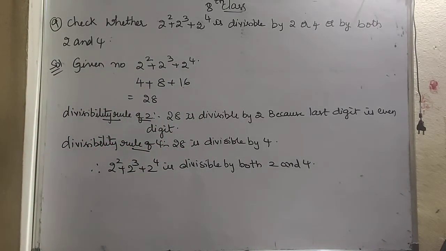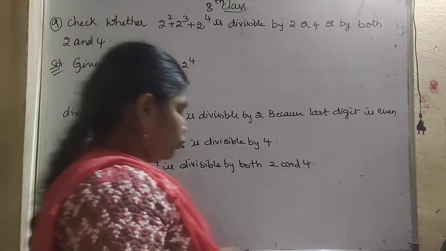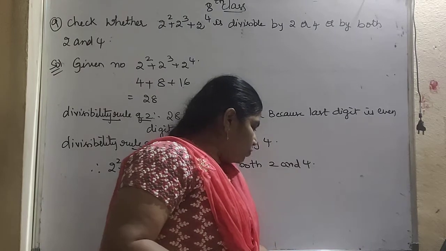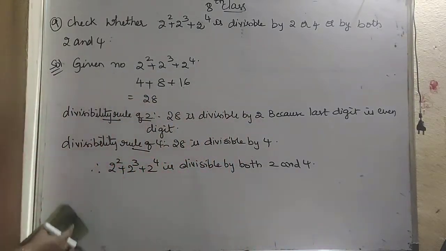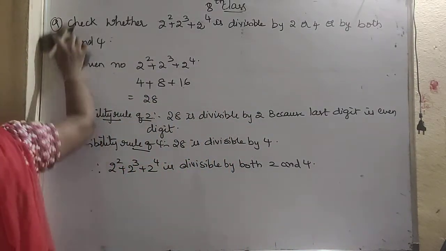So this is our ninth solution. So first we have to convert those powers into values, then we have to check for 2 and 4. So this is our ninth solution. Next is the 10th one.